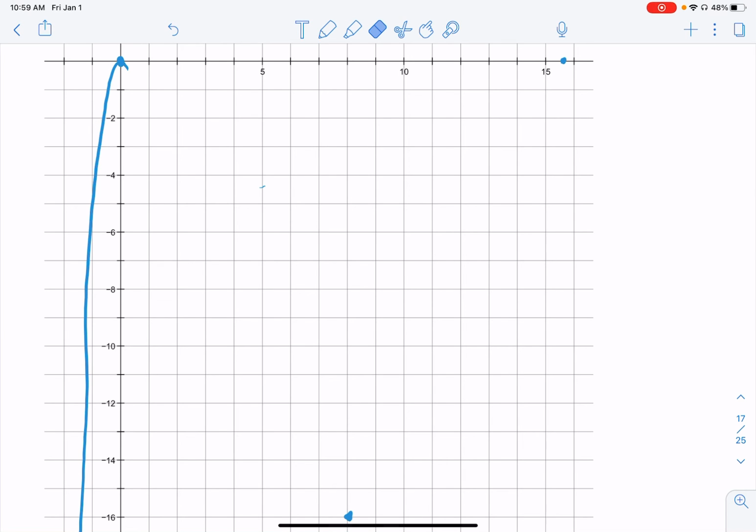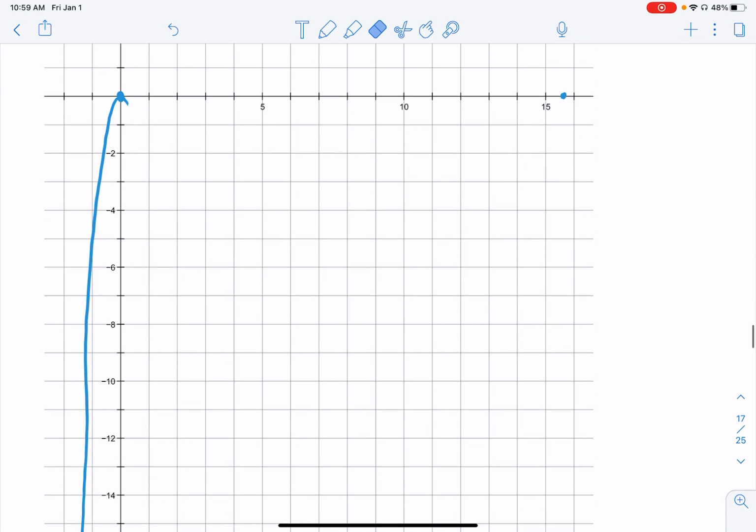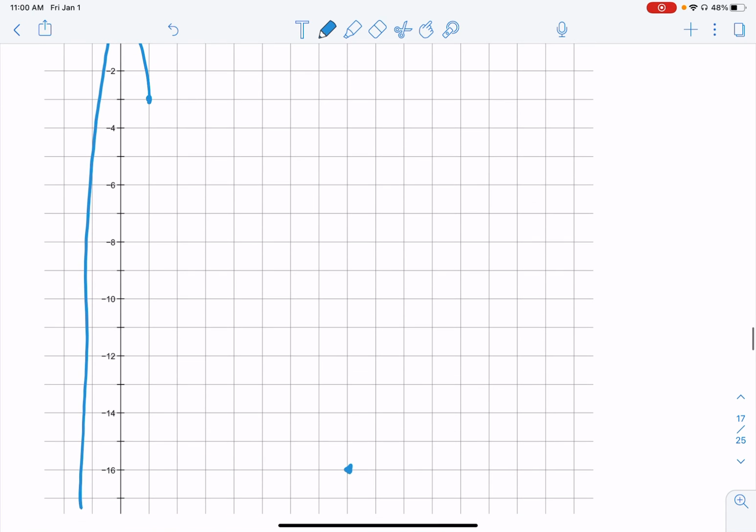And one of the things that I forgot to put in here is 1, -3, because this is our point of inflection. It's going to continue to be concave down here, but now it's going to be concave up, but still decreasing until we get to this relative minimum point down here.